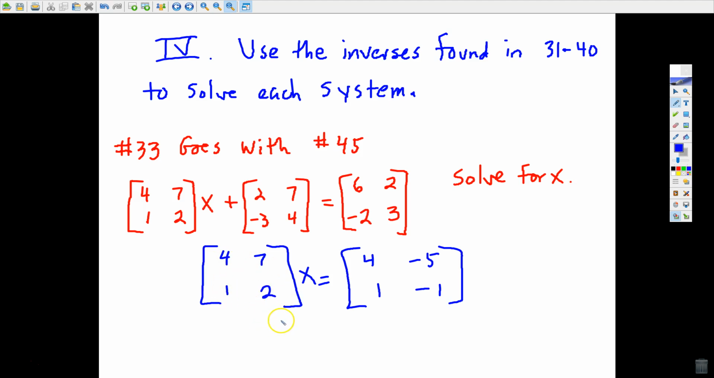So look at your definition on the previous slide. Find the determinant first. It could be that it doesn't have an inverse. You can't divide by 0. So if the determinant is 0, then there is no inverse.